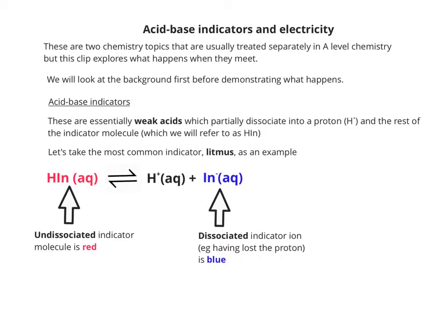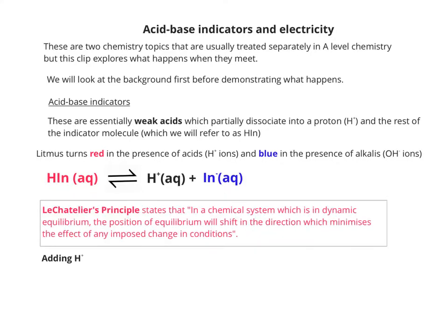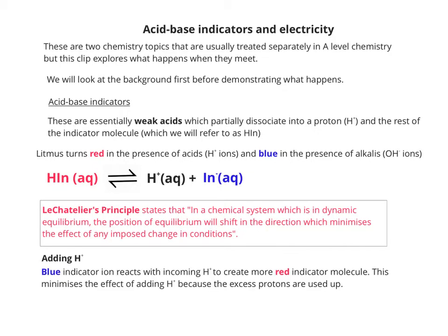So now let's think about how litmus is used. Remembering that litmus turns red in the presence of acids and blue in the presence of alkalis, let's have a think about how Le Chatelier's principle governs what happens. If we add H+, the blue indicator ion reacts with incoming H+ to create more red indicator molecules. This minimizes the effect of adding H+ because the excess protons you've just added are used up. So that means blue litmus turns red.